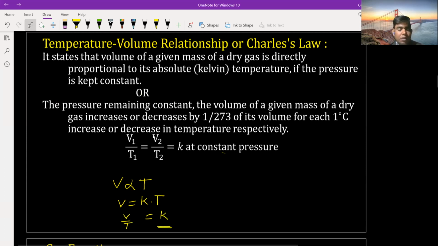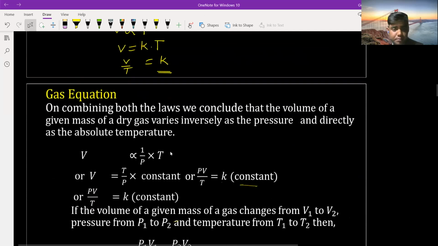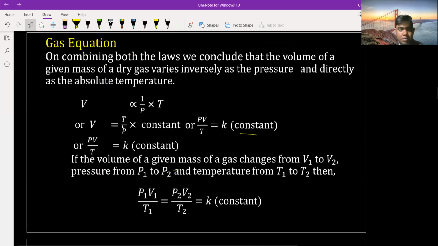Or in other definition, we can say the pressure remaining constant, the volume of a given mass of a dry gas increases or decreases by 1 by 273 of its volume for each 1 degree Celsius increase or decrease in temperature respectively. So also we can say if volume at constant pressure changes from V1 to V2 and temperature changes from T1 to T2, then V1 upon T1 equals V2 upon T2 equals constant K at constant pressure. Okay, understood?